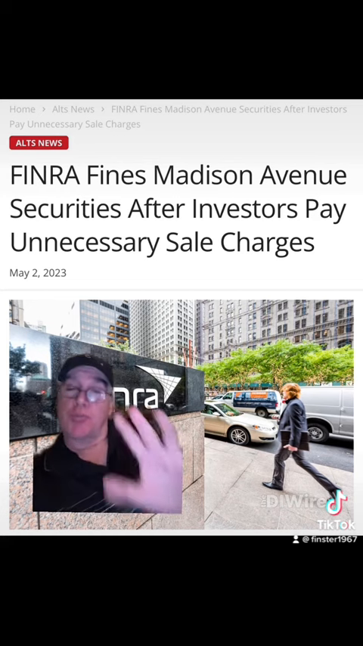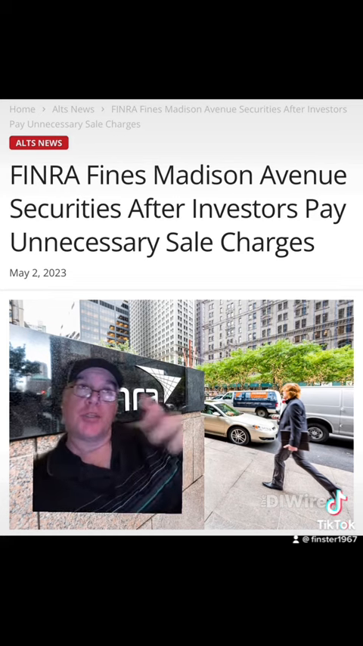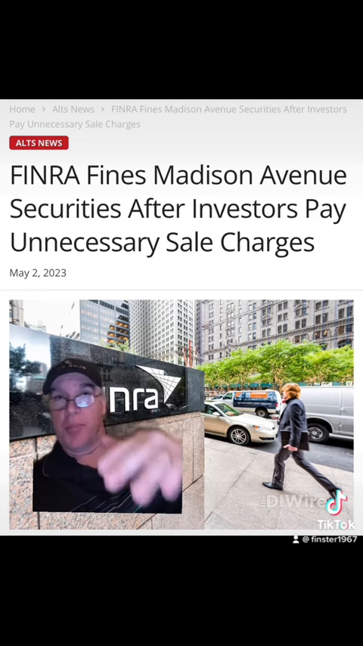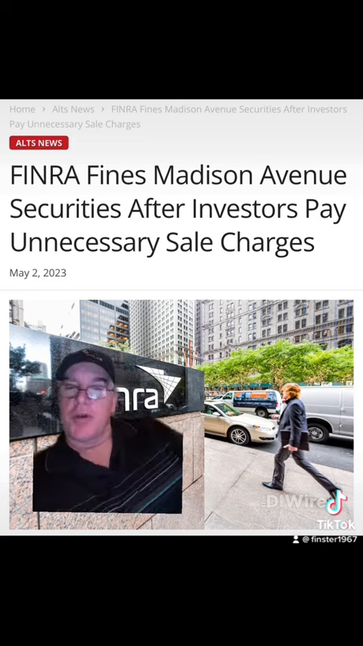But what they have is breakpoints. Breakpoints are the more you put in. So say you put in between 0 and 10 grand, you pay 8%. If you put in between 10,001 and 20 grand, you may pay 7%. And most mutual funds will have a breakpoint schedule.